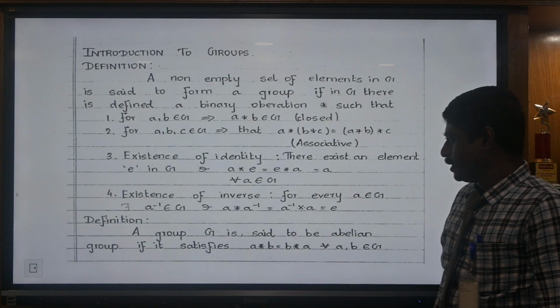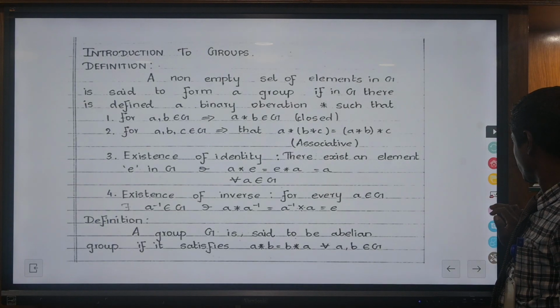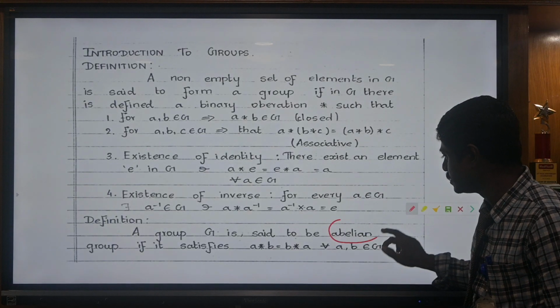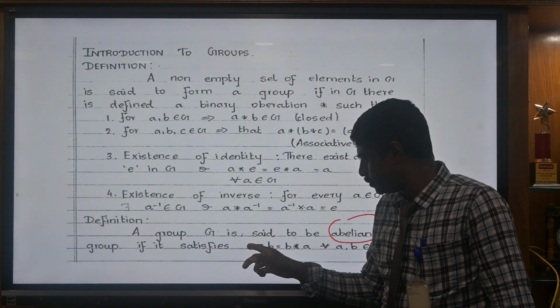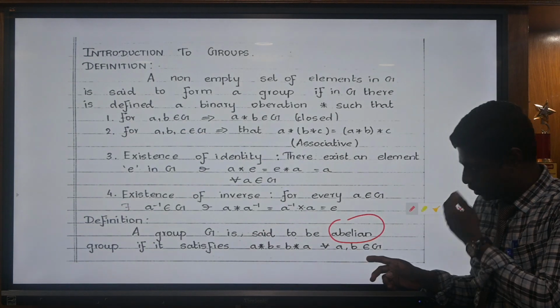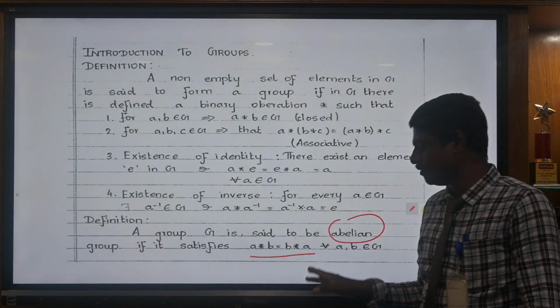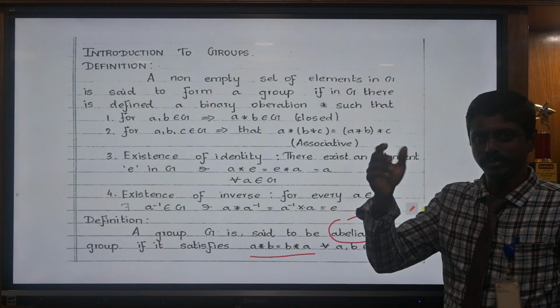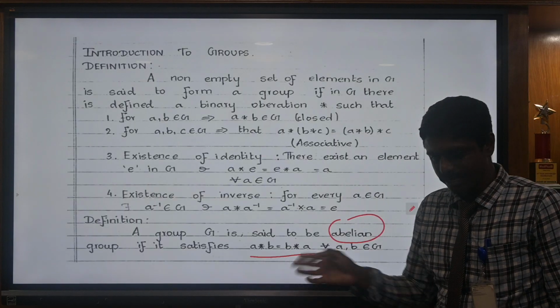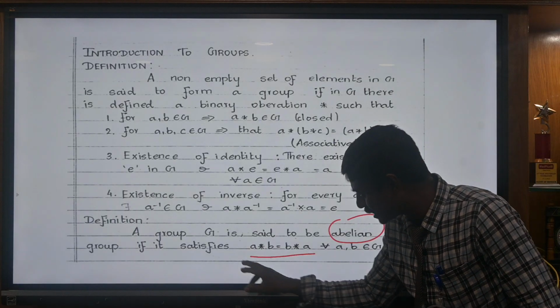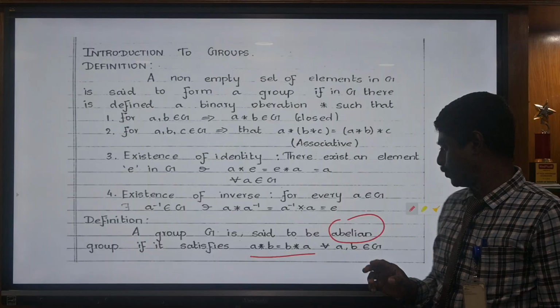Now an important note. What is an abelian group? A group G is said to be an abelian group if we satisfy A star B equals B star A for every A, B belongs to G. So we take elements from G and write A star B equals B star A. If we satisfy this condition, it is called an abelian group.